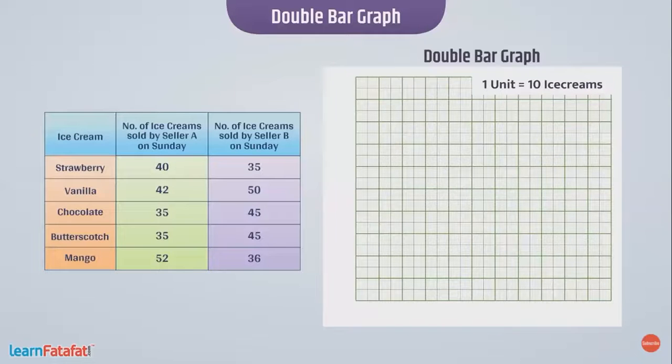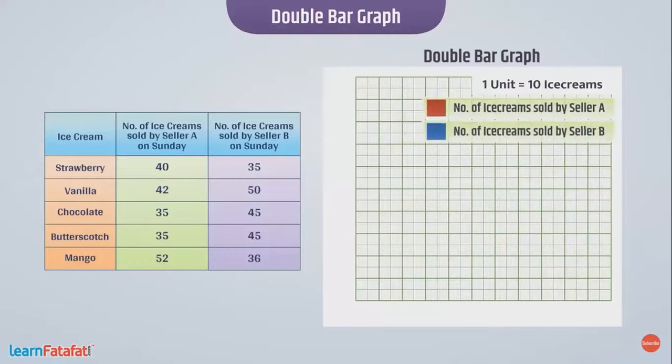To do so, we can write legends like this. We can draw a bar like this to show the number of ice creams sold by seller A on Sunday, and a bar like this to show the number of ice creams sold by seller B on Sunday. Let's draw the double bar graph.